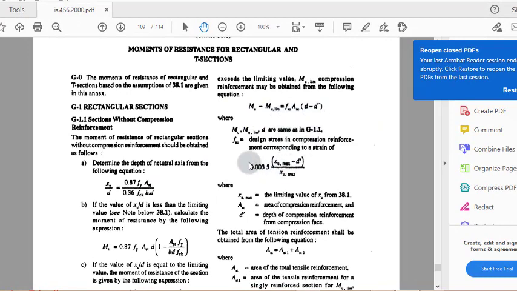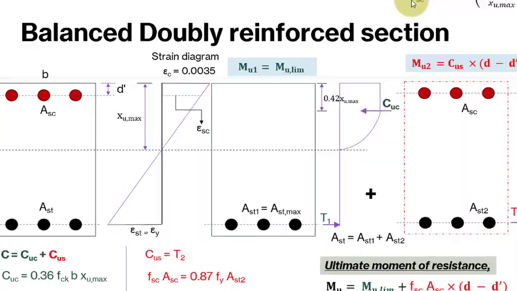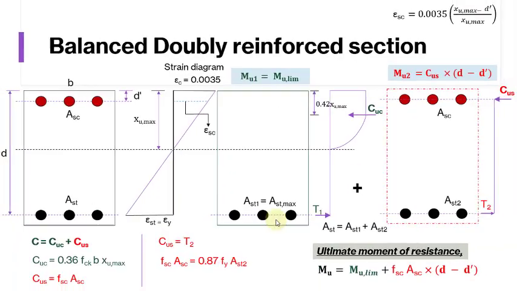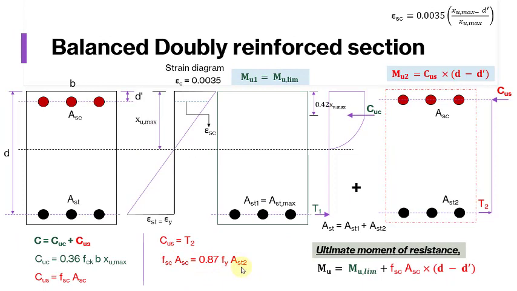In order to compute fsc, it's written design stress in compression reinforcement corresponding to a strain 0.0035 times xu max minus d dash by xu max. So this is the strain, and the same strain you can find here. Okay. In order to compute AST2, see this expression ASC into fsc divided by 0.87 fy. From here, you can find AST2 equal to what? fsc into ASC divided by 0.87 fy. So basically this balanced doubly reinforced section is going to be helpful for you when you're going to design a doubly reinforced section.